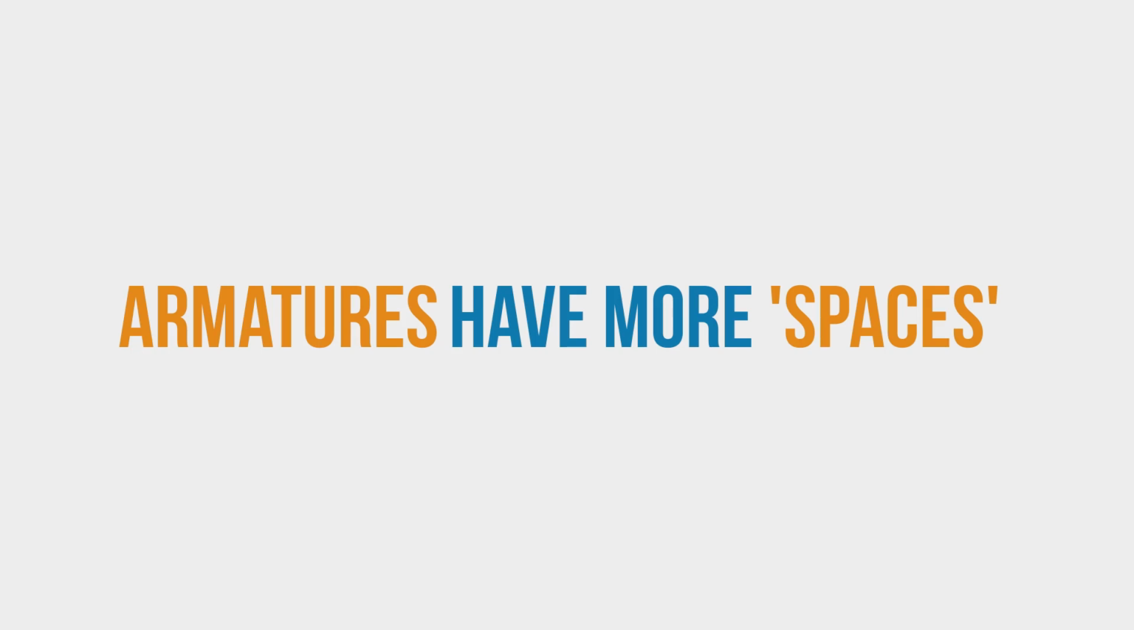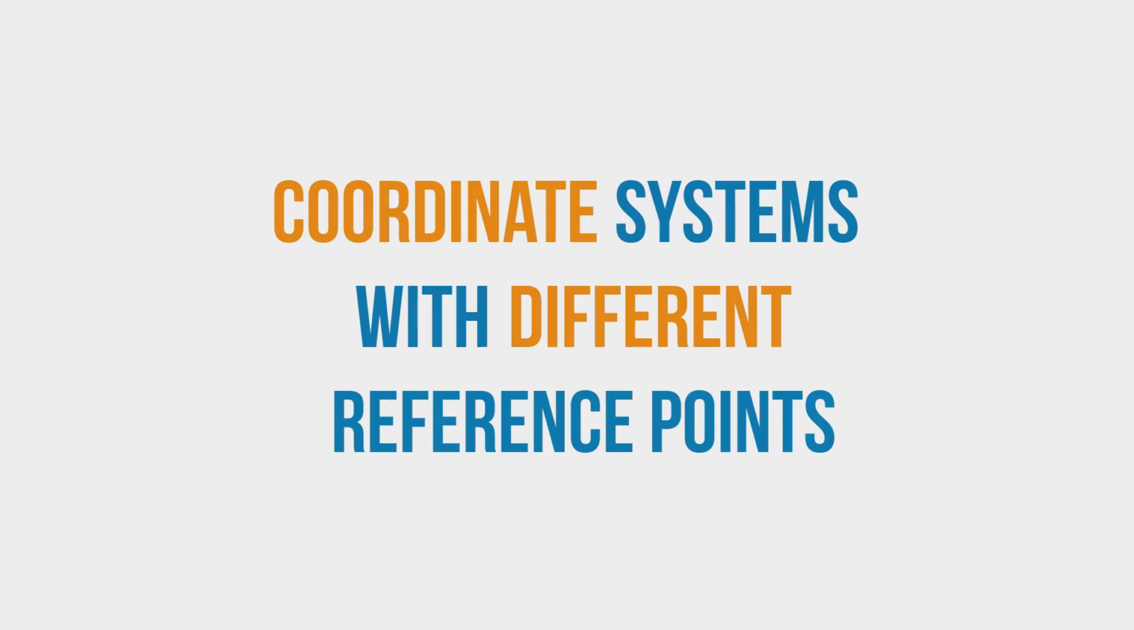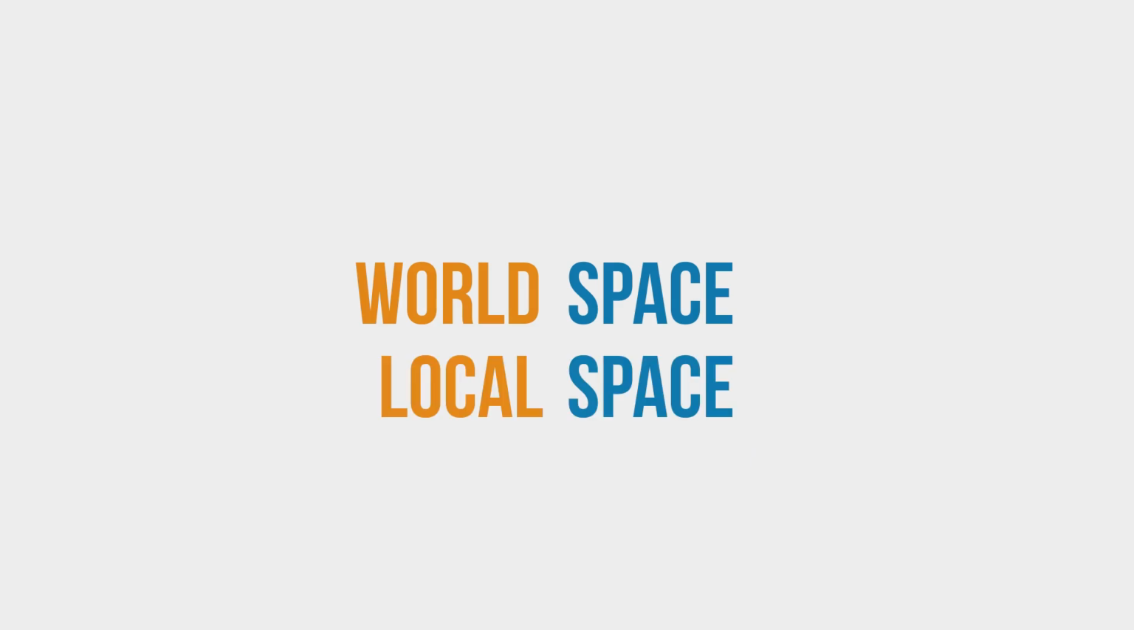As I mentioned earlier, armatures have a few more spaces than other objects in Blender, but all of these spaces are just coordinate systems that have different reference points. Now, I'll do my best to explain them all here, but the two main ones that you need to know are just world space and local space. If you don't quite follow along with everything else I explain, don't stress too much. It will most likely make sense to you later down the track.